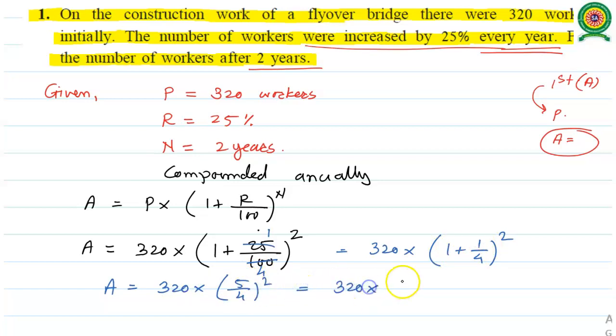Now we know 5 square means 5 fives, which is 25, and 4 square means 4 fours, which is 16. Now 16 ones are 16, 16 twos are 32, so 16 into 20 becomes 320. So we remain with 20 into 25. Now 25 twos are 50, so at the end of the 2 years, there are 500 workers.